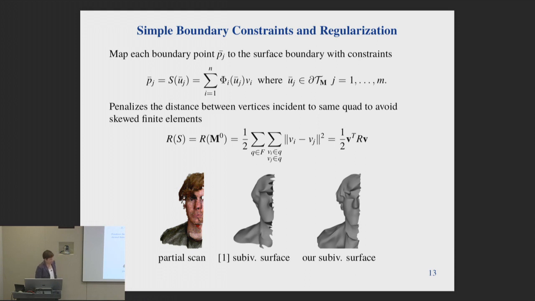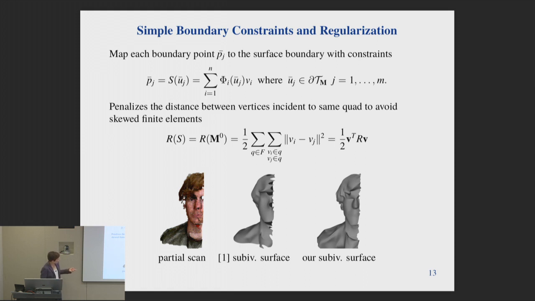And the second term is the regularizer that simply penalizes for each vertex in your quad the distance to the neighboring vertices of the same quad, so that we'll try to keep it as squarish or circular as possible. And that means that we avoid very degenerate quads that are unstable for finite element computations.